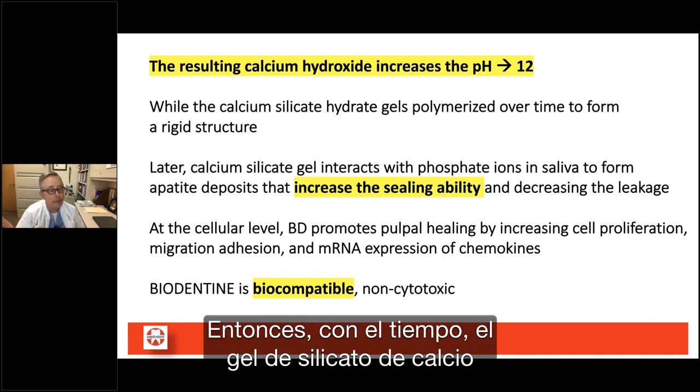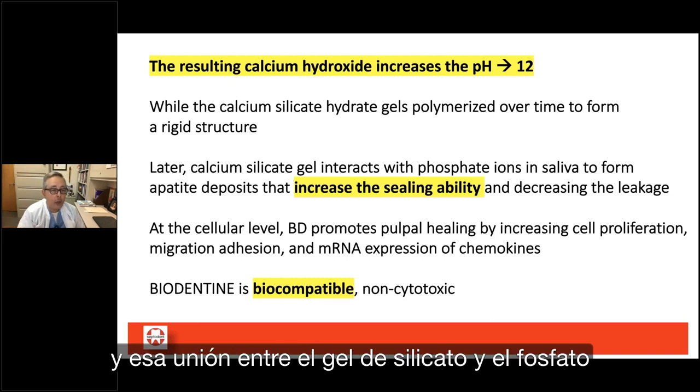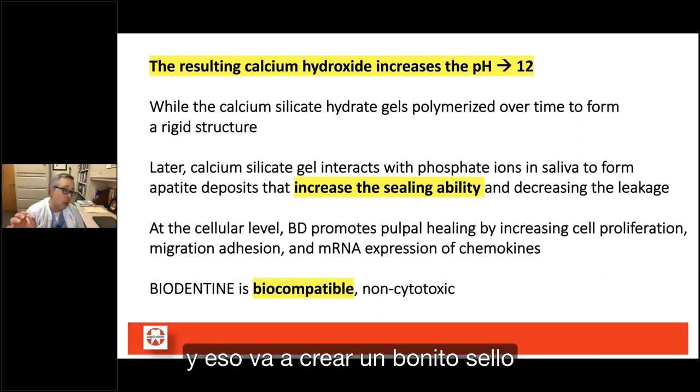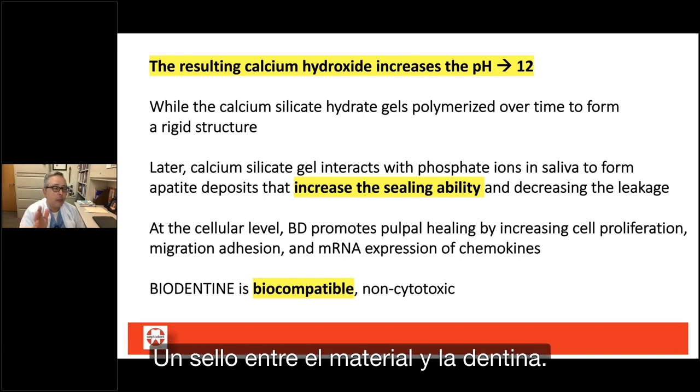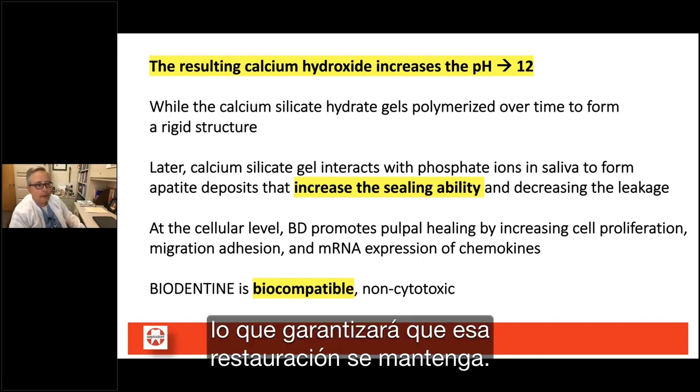So with time, the calcium silicate gel will mix with some phosphate, and the phosphate is present in the saliva. That union between the silicate gel and the phosphate will deposit apatite, and that is going to create a pretty nice seal between the material and the dentin. That will decrease the leakage, which will guarantee that the restoration will stay.